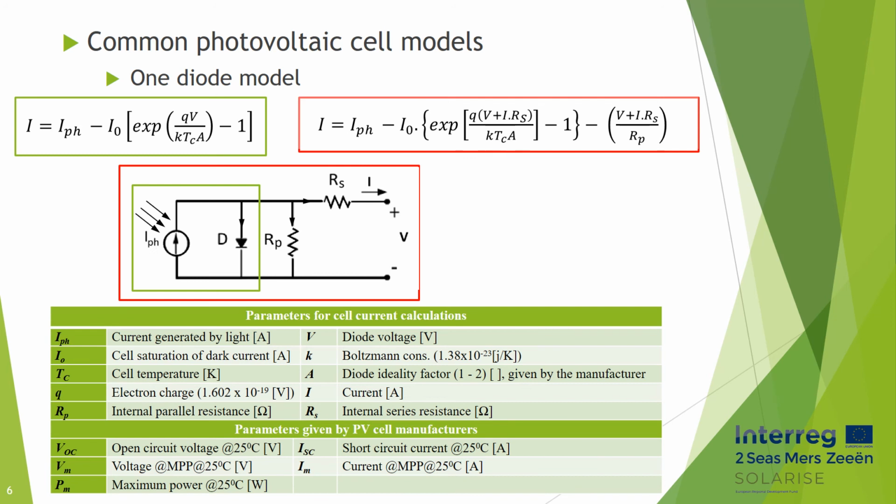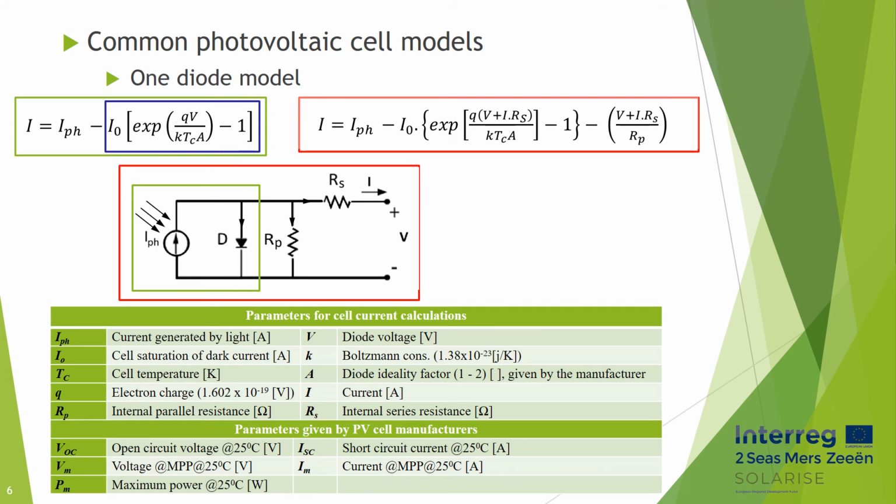The reverse saturation current is IO in the model and it is defined with the electron charge Q, diode voltage V, Boltzmann constant K, cell temperature Tc, and diode ideality factor A. In fact, the blue part of the PV cell model is Shockley diode equation which defines the characteristics of an ideal diode. If we add the current generated by light to Shockley diode equation, we have the simplest PV cell model that is indicated with green rectangle.